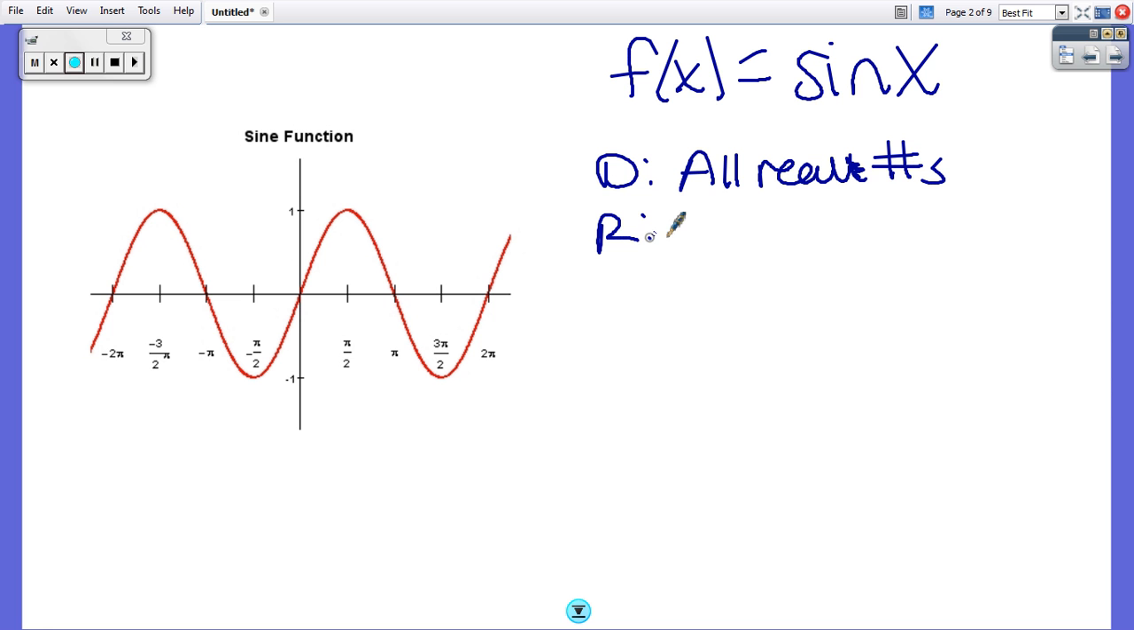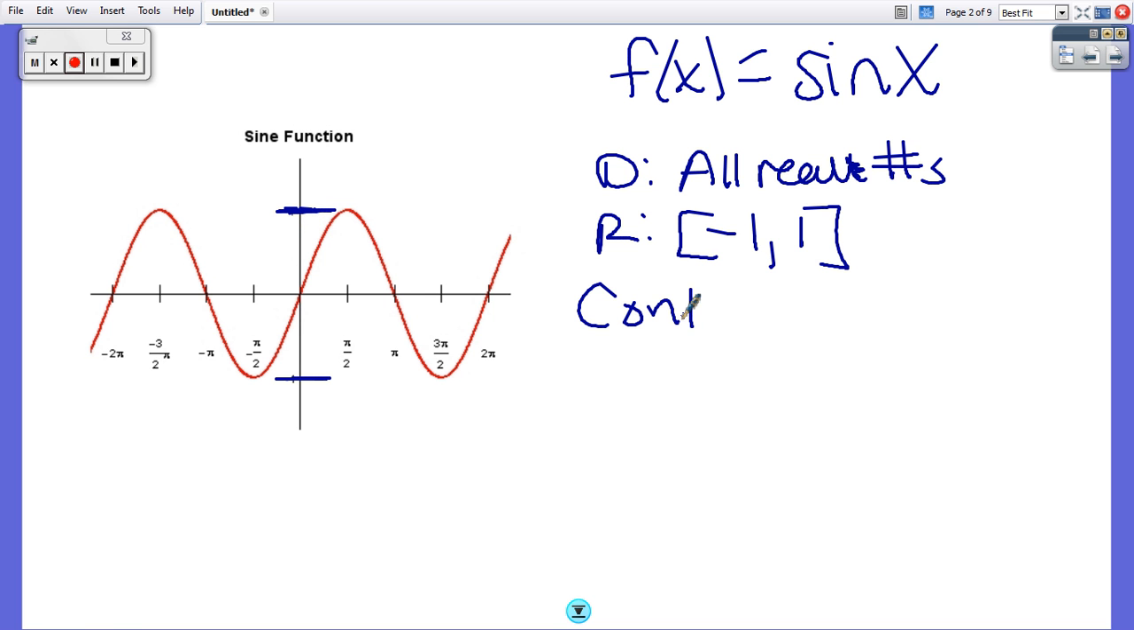My range, however, is only going to be from -1 to +1. And you can see from the graph here, it only goes from -1 to +1. Never goes below -1, never goes above +1. Remember, we're talking about just sine of x. We'll talk about how we can make it go above and below by changing this function. But the basic function sine of x does not go below -1 or above +1.